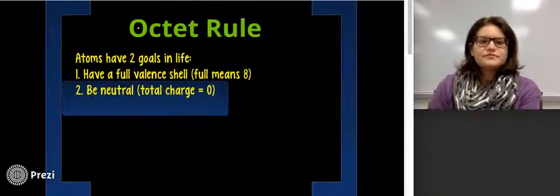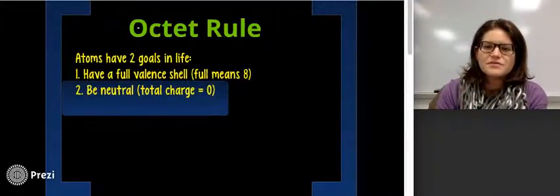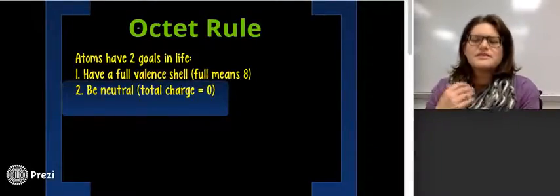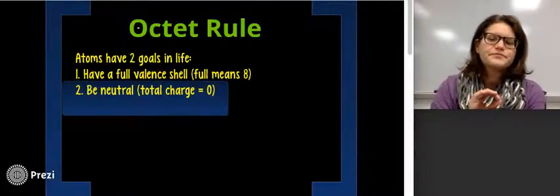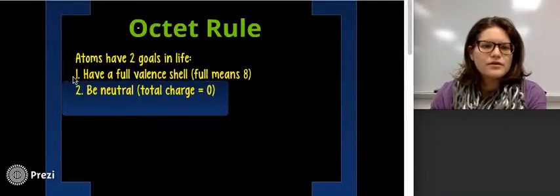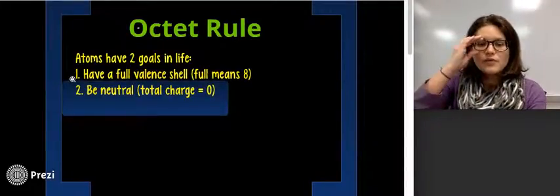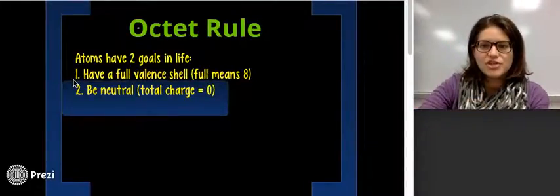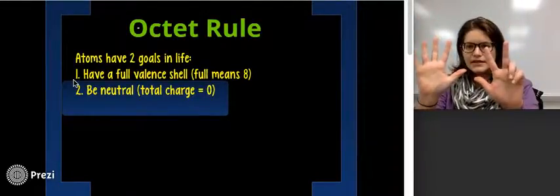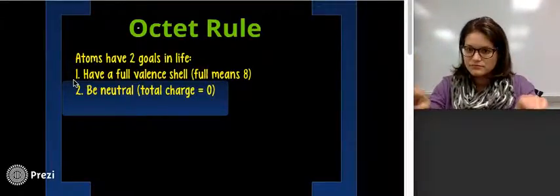Okay. The other thing that I had you look at in one of our videos was the octet rule, but I didn't go into a whole lot of detail about it. I'm going to explain the purpose of it now. So atoms have two goals in life, two primary goals. Goal number 1, above all else, they want to have a full valence shell. And that means to have 8 valence electrons, just in the outer shell.